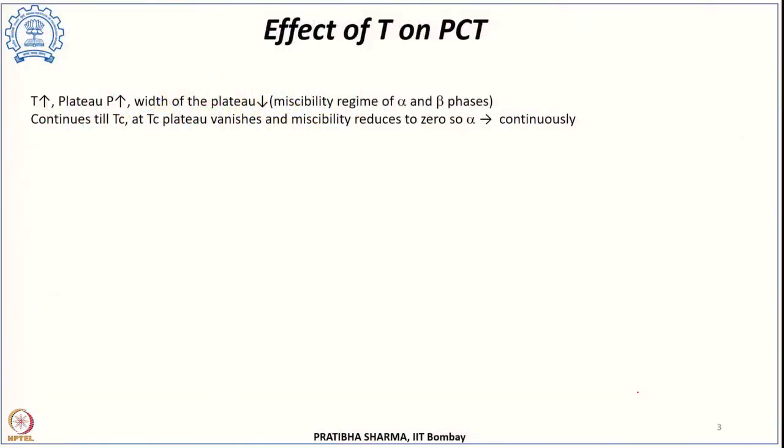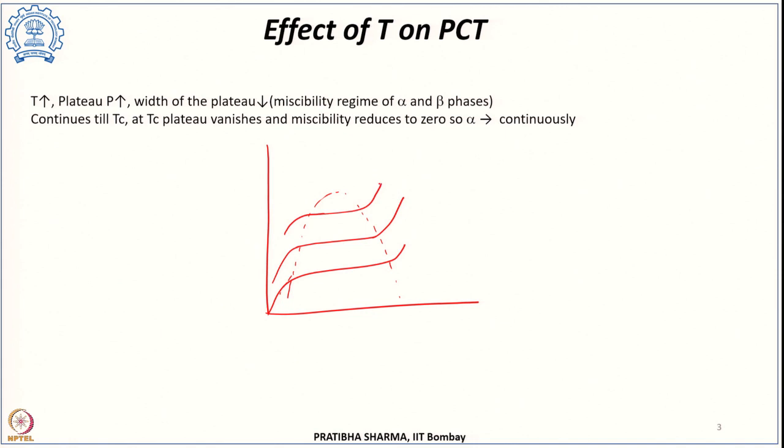So, this was a pressure composition temperature isotherm which was drawn at a particular temperature. Now, if we change the temperature of the system, this also changes. At another temperature we can get another PCT curve. So, this is, let us say, at temperatures T1, T2, T3, and this is at the critical temperature. This is when the pressure is plotted against concentration. Now, we can see that as the temperature increases, this equilibrium pressure also increases.